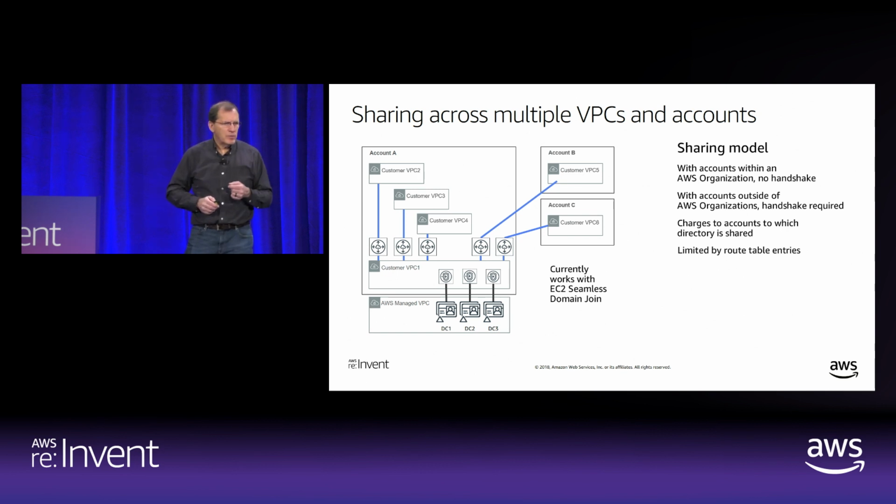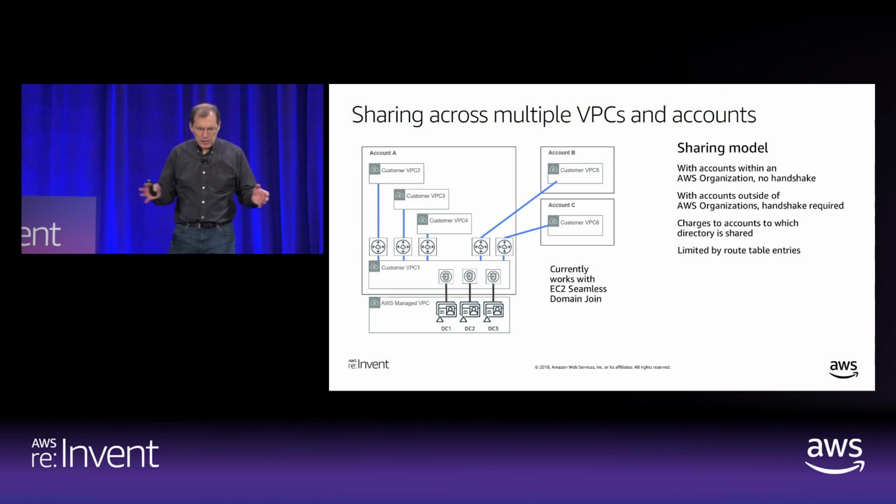And the reason for the approval is that there is a minor cost to doing sharing because there's some extra networking work that we've got to do and some logging and things like that. So there's a pretty nominal cost to doing the sharing. Makes it a lot easier than installing the directory in every single account in every VPC, though.